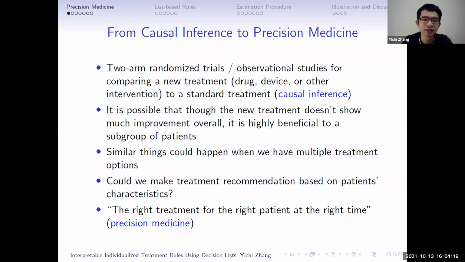So in those situations, we would like to tailor our treatment recommendation based on patient characteristics. So we want to move a step forward from a one-size-fits-all treatment to a personalized recommendation so that we are able to give the right treatment to the right patient at the right time. And that's the central focus of precision medicine.